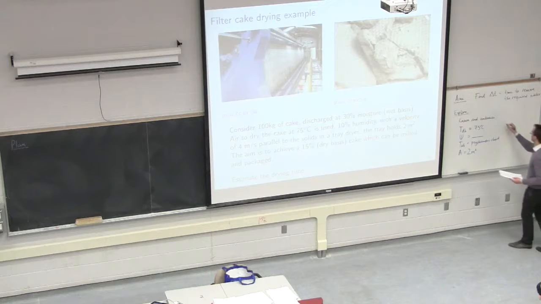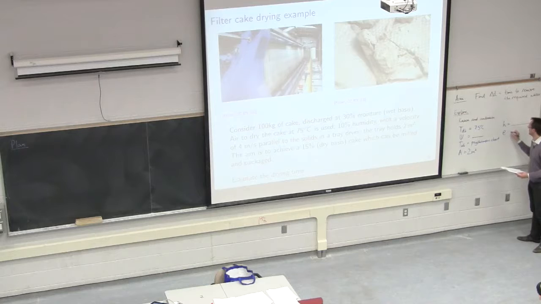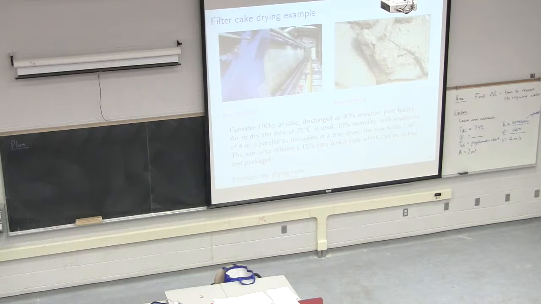We're going to need a heat transfer coefficient, H. To get H, you're going to need the density, and we're given the velocity of, was it 4 meters per second? Yeah. So we're going to get H from a correlation. We're going to get rho from a calculation. It's parallel to the solids, so when we go look up our correlation, we're going to pick the right one. Anything else that we need, Nicole?